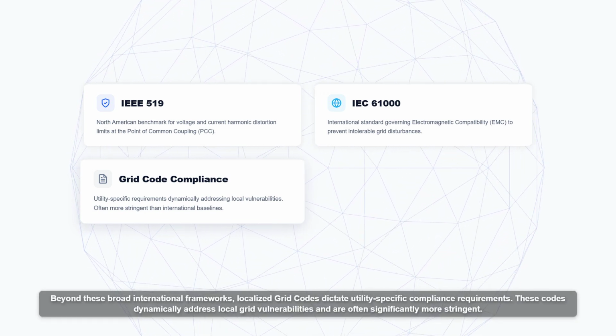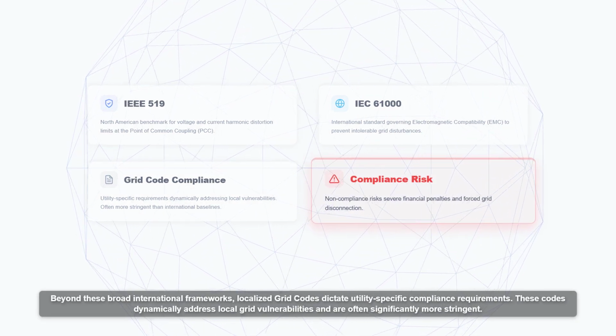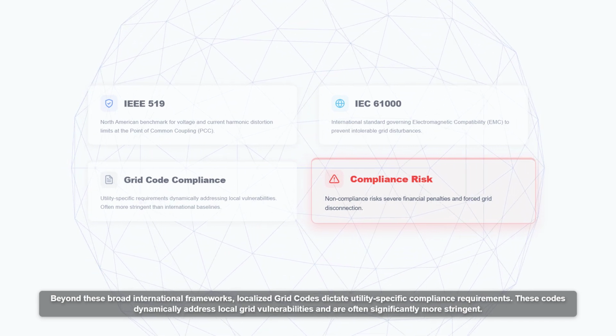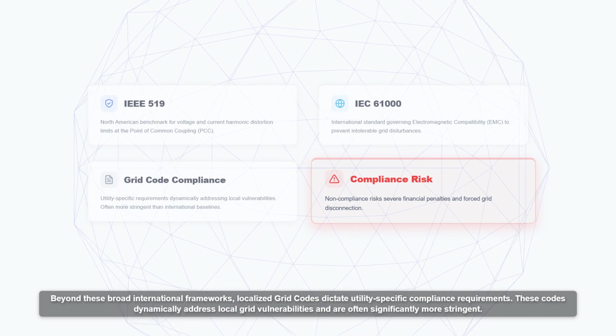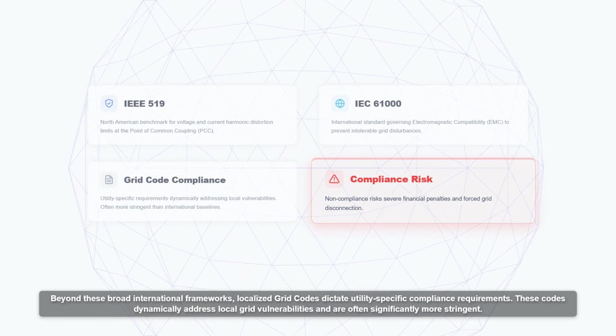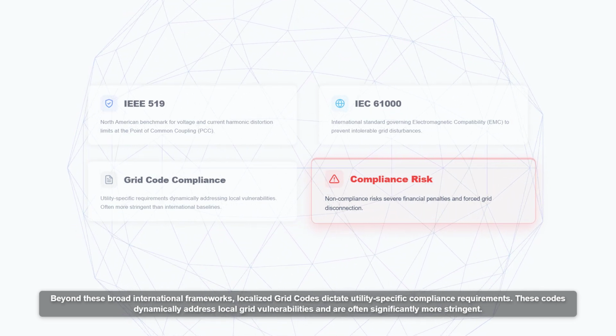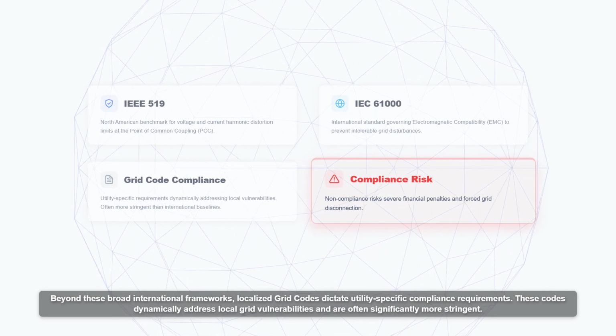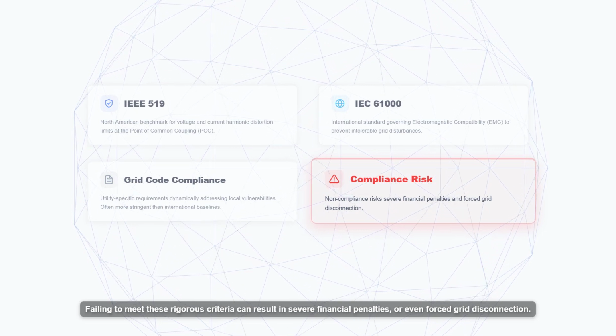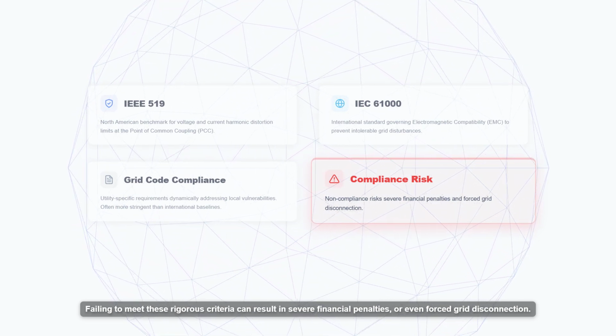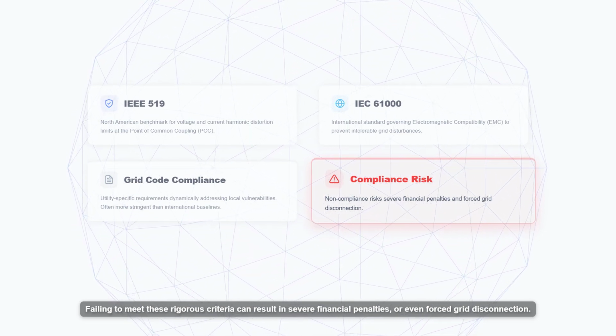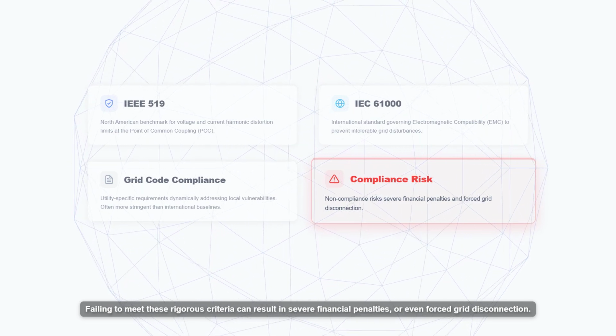Beyond these broad international frameworks, localized grid codes dictate utility specific compliance requirements. These codes dynamically address local grid vulnerabilities and are often significantly more stringent. Failing to meet these rigorous criteria can result in severe financial penalties or even forced grid disconnection.